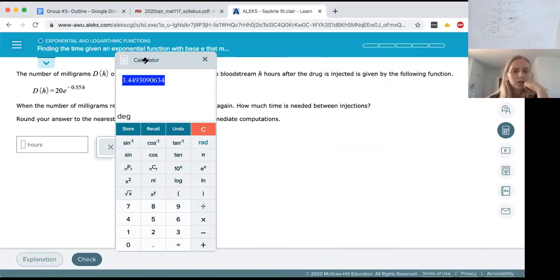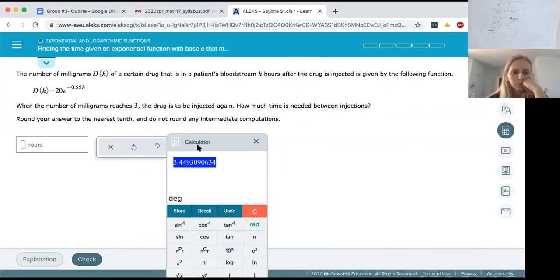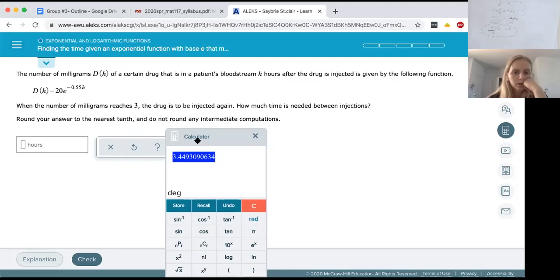Okay. So round your answer to the nearest tenth. So it's going to be just 3.4. 3.4, yep.